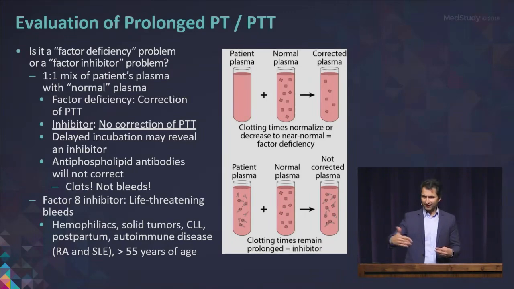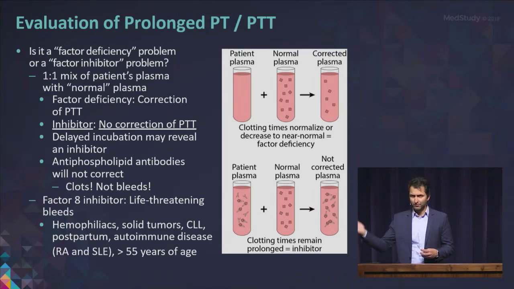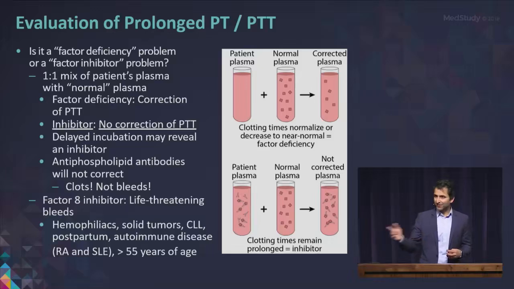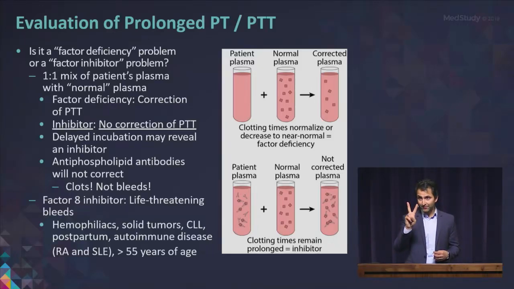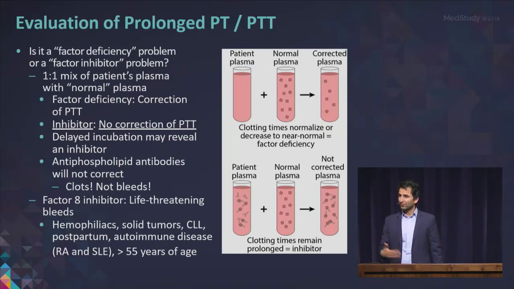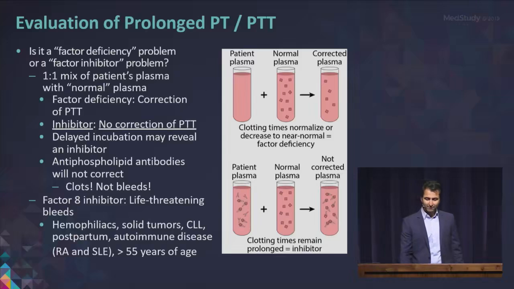So continuing on this example with PTT, let's say that the clotting times did correct. So it's a deficiency. We talked about hemophilia as the most common cause you should know about. If it does not correct, you have an inhibitor. There's two types of inhibitors that I want you to know about. One is these factor VIII inhibitors. These are acquired, older patients, sometimes younger women postpartum, and they lead to deep soft tissue, life-threatening bleeds. Can also be in patients with lupus or rheumatoid arthritis, some sort of an underlying illness or problem. They get acquired factor VIII inhibitors. Think about that in a patient with deep bleeding and a mixing study that does not correct.